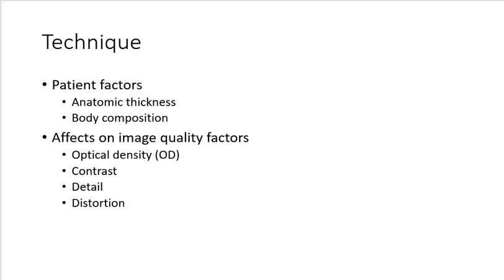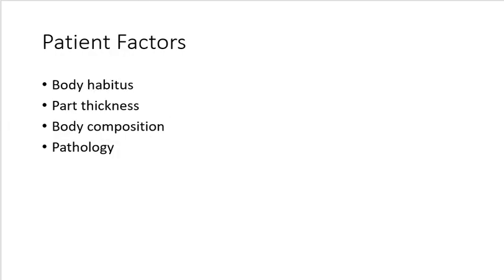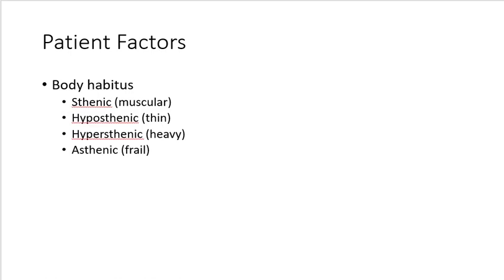Now we're going to talk about technique and setting technique. And what we're going to divide this into are patient factors and then effects on image quality. And we're going to talk about image quality, optical density, contrast, detail, and distortion for the rest of the semester. So patient factors include body habitus, part thickness, which is not necessarily the same as body habitus, body composition, which is not necessarily the same as either one of those two, and all of that can be affected by pathology.